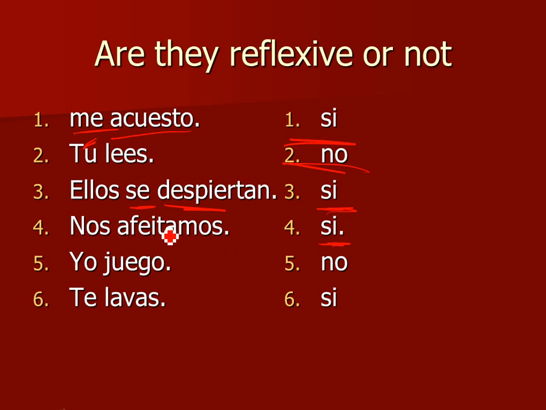Nos afeitamos. Yeah, we shave ourselves. Again, it would be a little weird to have your mom shave you. So yes, we shave ourselves. And again, it's the same person in both 1 and 2.